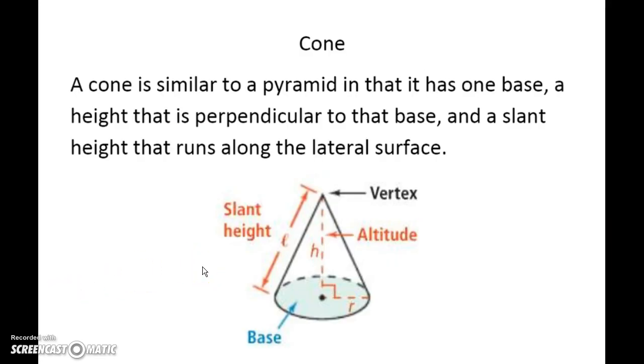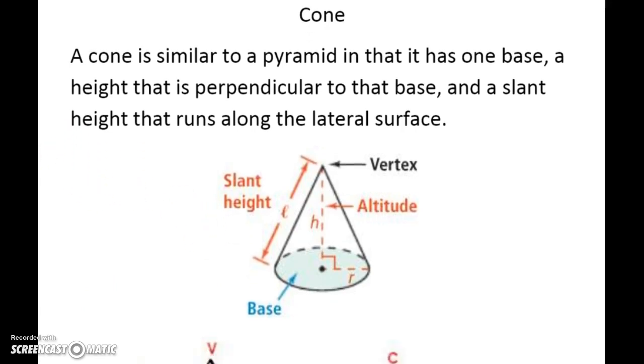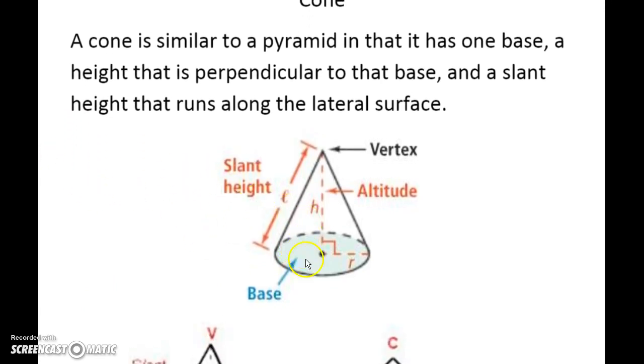Okay, we put cones in here because they're very similar. They're just like pyramids, but now rather than having a polygon for the base, you have a circle. And so, just like before, we have a slant height, we have an altitude, which is called the height. We use h to designate it. And we have a radius, and the radius goes from the center of the base to the outside edge of the base. We still have a vertex.